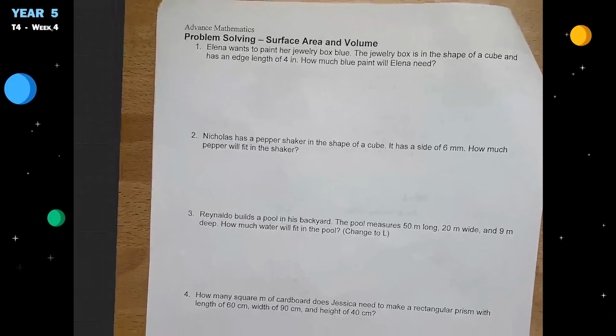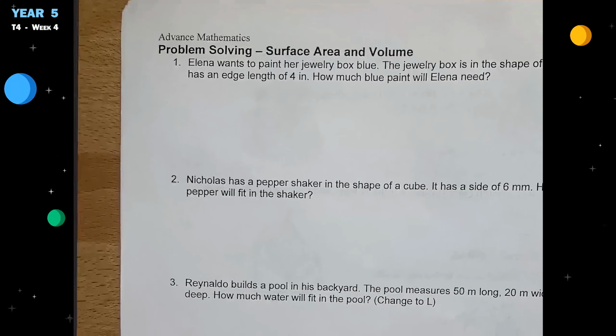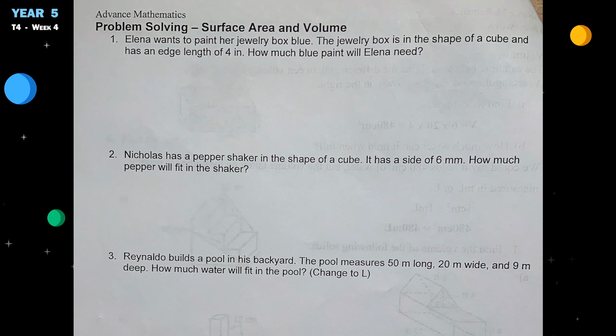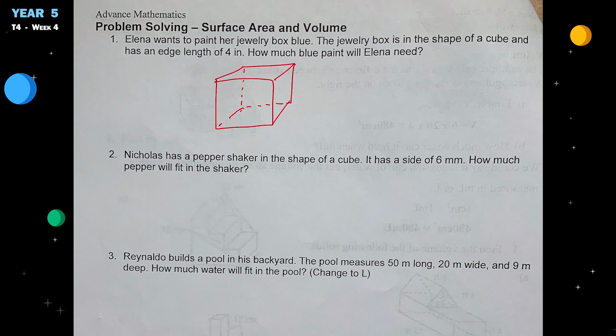Next question, page 8. Eleanor wants to paint her jewelry box blue. The jewelry box is in the shape of a cube. So here's your cube. And it has an edge of 4 inches. So each edge is 4 inches. How much blue paint will Eleanor need?